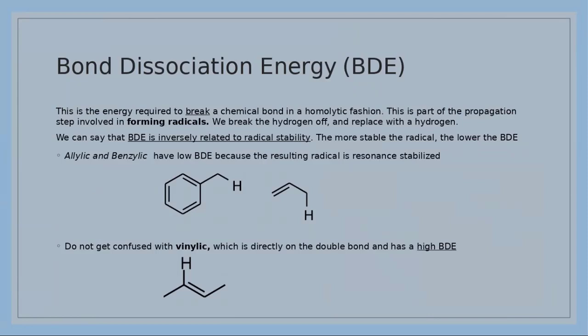All right, so now we're going to move back to bond dissociation energy. This is the energy required to break a chemical bond in a homolytic fashion, like this, where we broke it apart in the initiation step. This is part of propagation, involving the formation of radicals. We're going to break the hydrogen off and replace it with a radical.